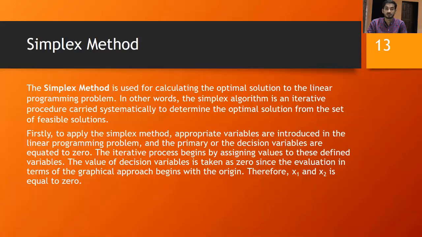Firstly, to apply the simplex method, appropriate variables are introduced, and the primary or decision variables are equated to zero. The iterative process begins by assigning values to these defined variables. The value of decision variables is taken as zero since the evolution in terms of graphical approach begins with the origin. Therefore, x1 and x2 are equal to 0.